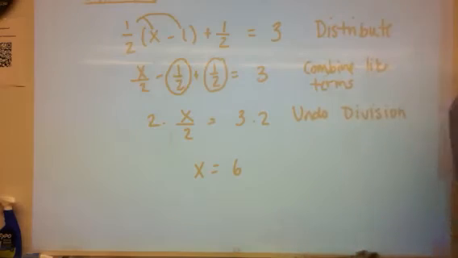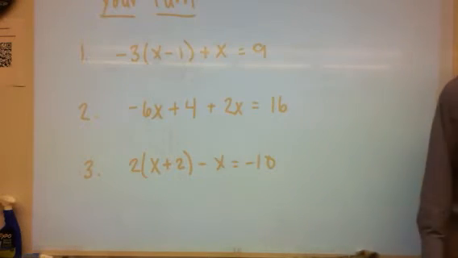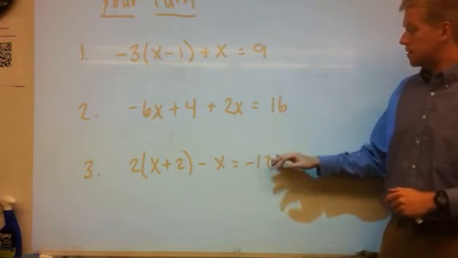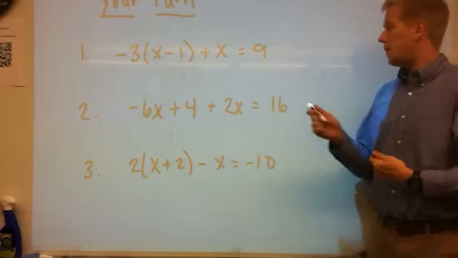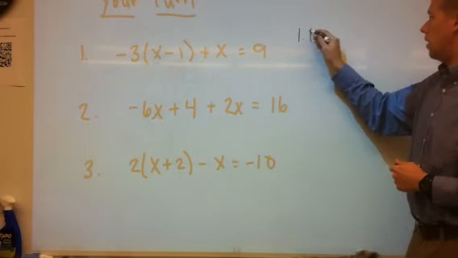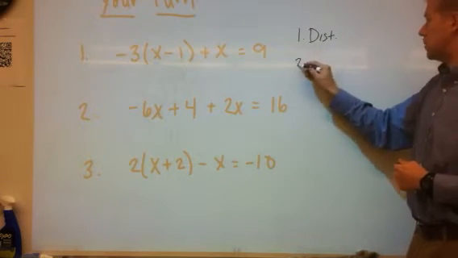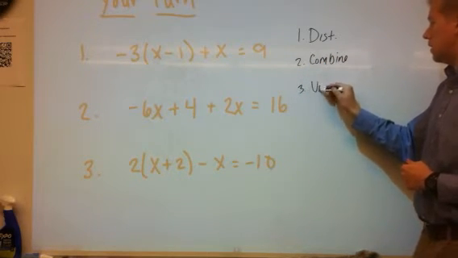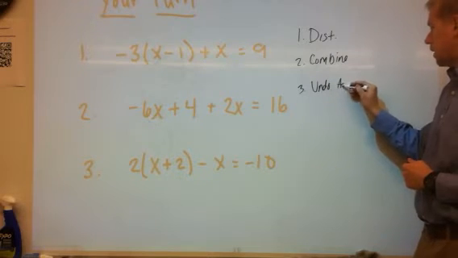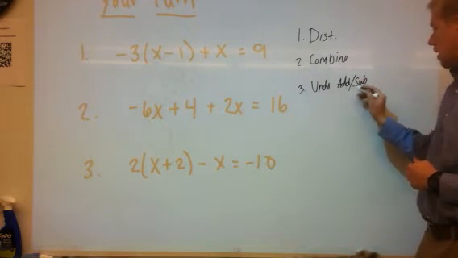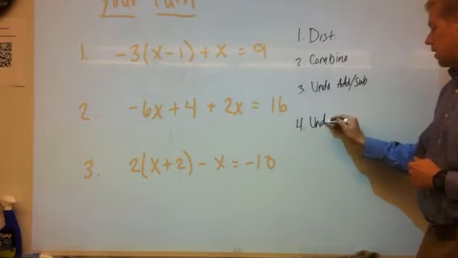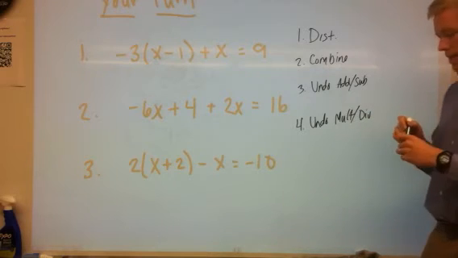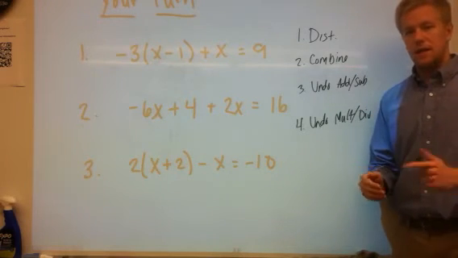Okay? So the next part is going to be your turn. You have 3 examples. Okay? Some of these have parentheses, some of these don't. They don't have fractions, so you don't need to worry about that. But you do need to show me step 1 is to distribute. Step 2 is to combine like terms. Step 3, you need to undo the addition or the subtraction. Undo the adding or the subtracting. Step 4, you need to undo the multiplication or division. Okay? I need to see these 4 steps written out just like I did in the examples.